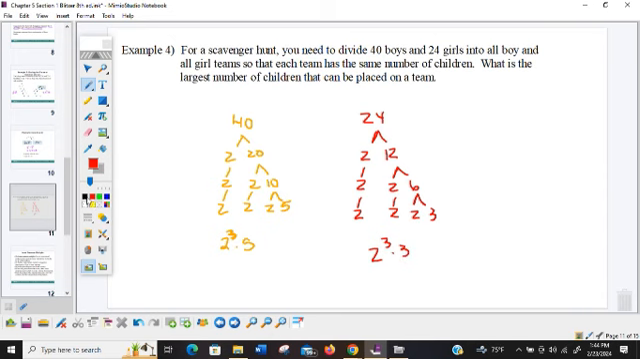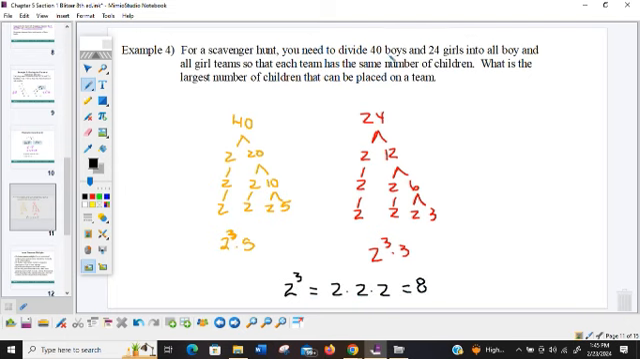Okay, so for my greatest common divisor, they both have a 2, and the smallest power is 3. Remember, you go with the smallest power when it's greatest common divisor. They don't both have a 5. They don't both have a 3. So I don't pick those. Just 2 to the third. Well, that's 2 times 2 times 2, which is 8. So I can have teams of 8.